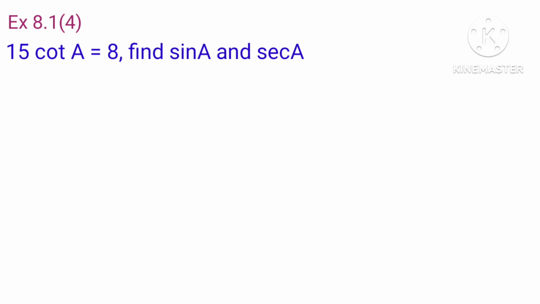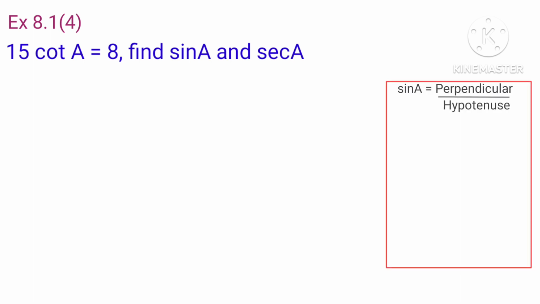First, in the find we have sin A. So the formula for sin A is only one formula, that is perpendicular divided by hypotenuse. It is just one formula. So if we know the perpendicular and hypotenuse, we can find sin. Next, secant. For secant we have two formulas. One is the reciprocal of cos, that is 1 divided by cos A. And the next is hypotenuse divided by base.